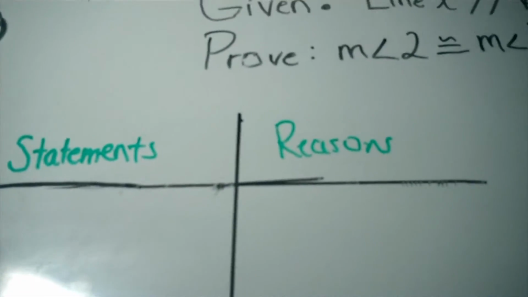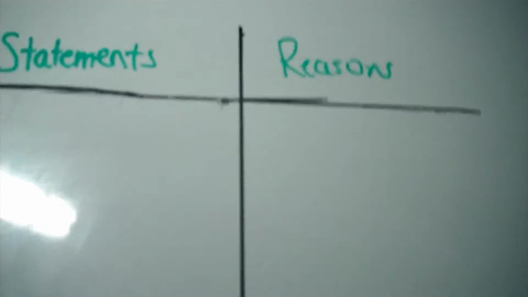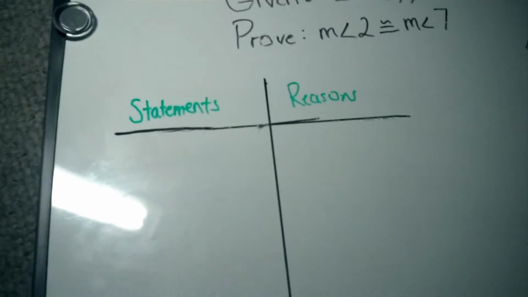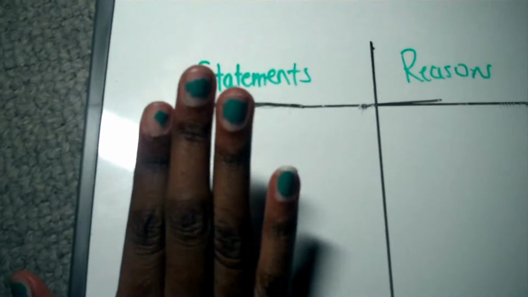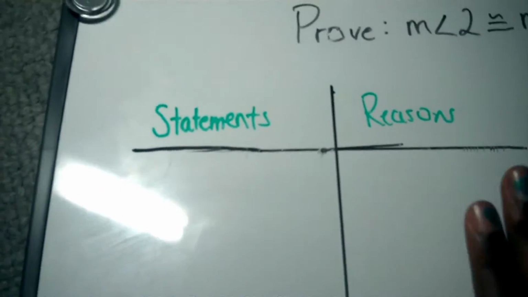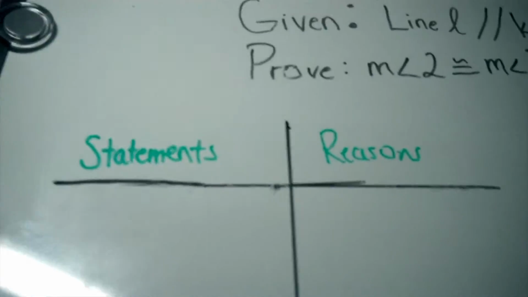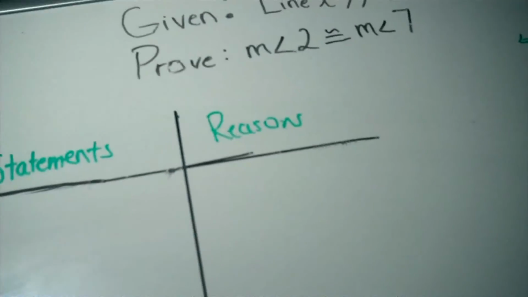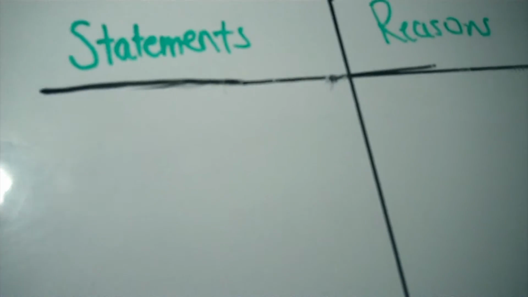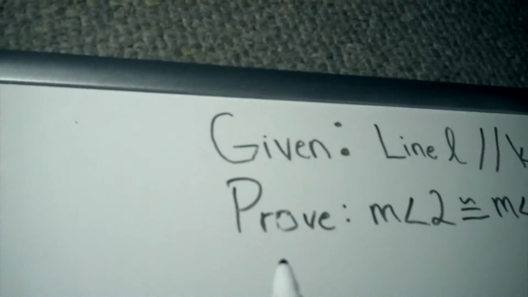So, just a piece of advice, whenever we are proving things, it's always great to set up a table with statements on your left side and reasons on your other side. So, to start off proving this proof, you should always start off with the given statement, which is line L is parallel to line K.